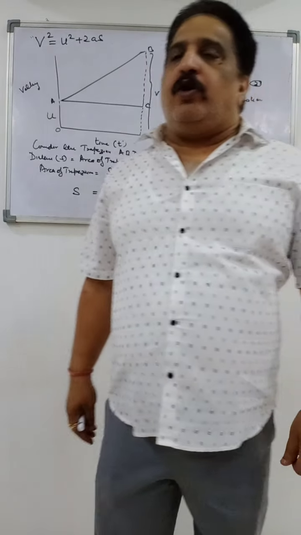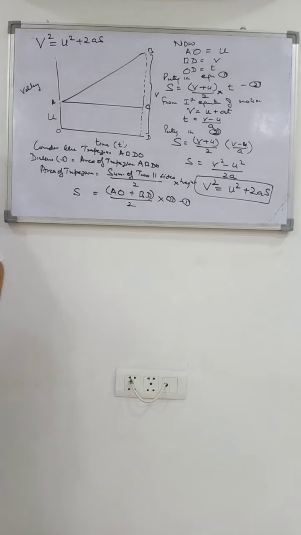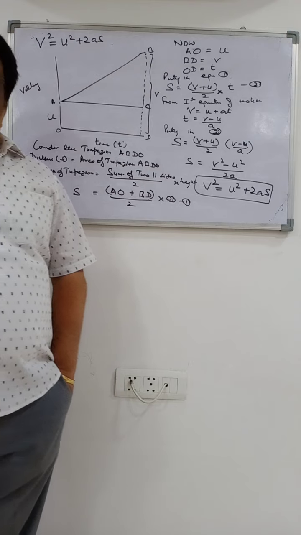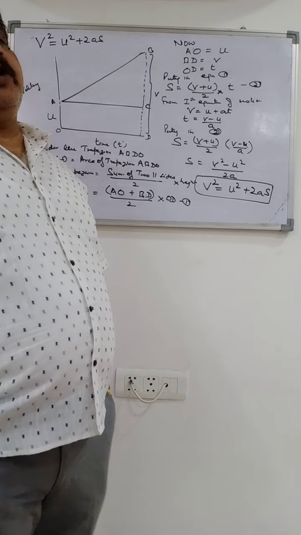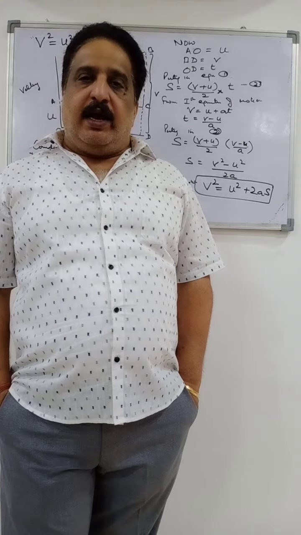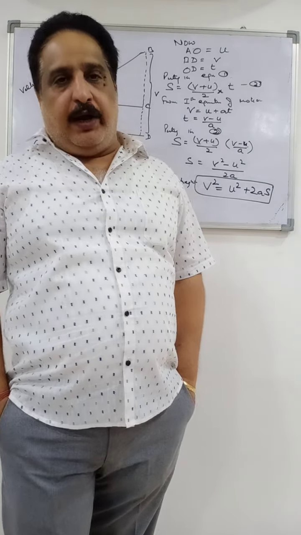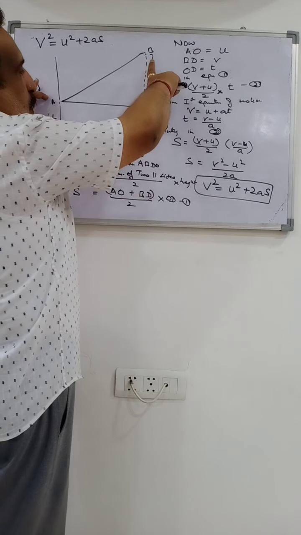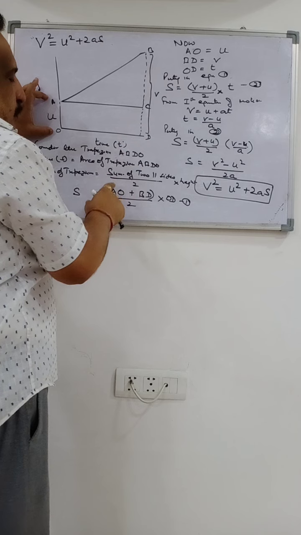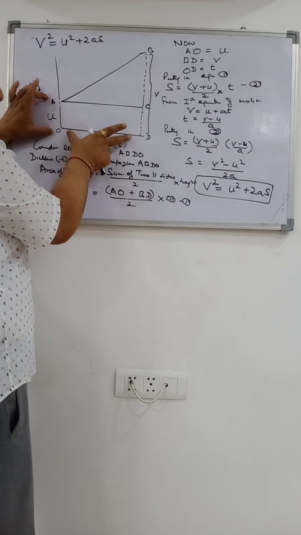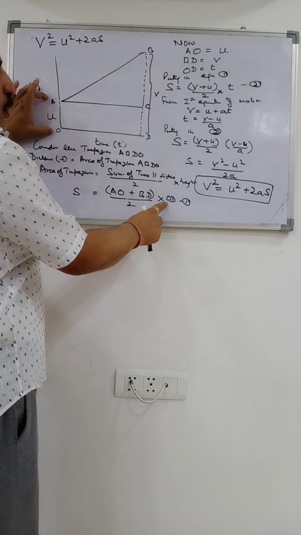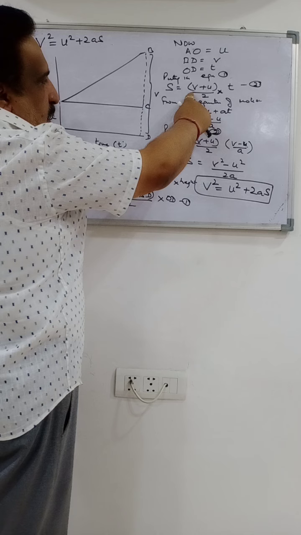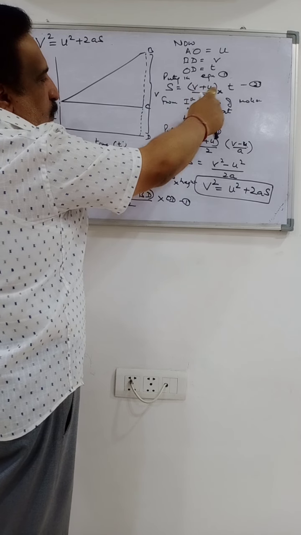In equation number 3, what you have to do is, you have to calculate the distance from the area under the curve. The area under the curve is a trapezium. Area of a trapezium is sum of two parallel sides divided by 2 into height. Height is the distance between two parallel sides. Sum of two parallel sides is AO plus BD. AO plus BD upon 2 multiplied by the distance between two parallel sides or height, that is OD. Putting this value, you come to this equation. S is equal to V plus U by 2 into T.